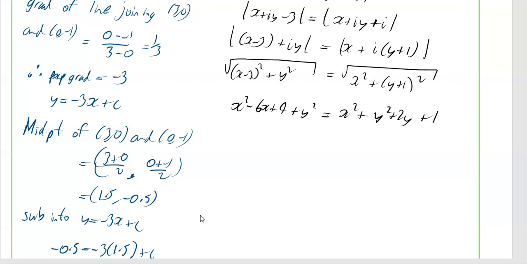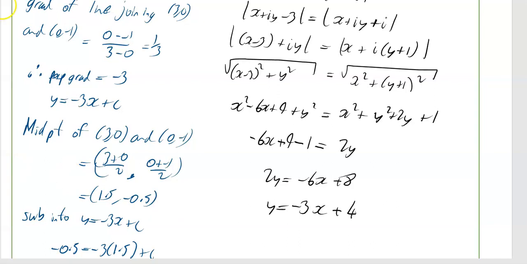Now the x squared terms will cancel out, and you'll have minus 6x plus 9 minus 1 is equal to 2y, because our y squareds will cancel out when they all go to the other side. So I'm just going to write that as 2y is equal to minus 6x plus 8, which means y is equal to, if I could divide by 2, that would be good, y is equal to minus 3x plus 4. So there you have it. You have the two ways of doing part A.